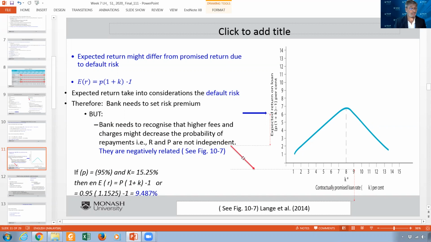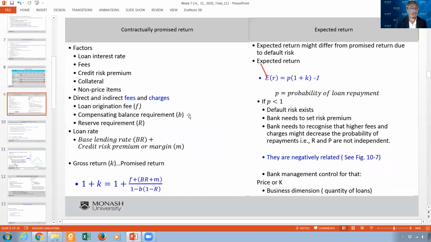I want you to take care. I want you to take it into consideration when we are talking about the expected return and the contractual return. You have also to understand the components of the contractual return and the components of the expected return. We know this K is actually this K.